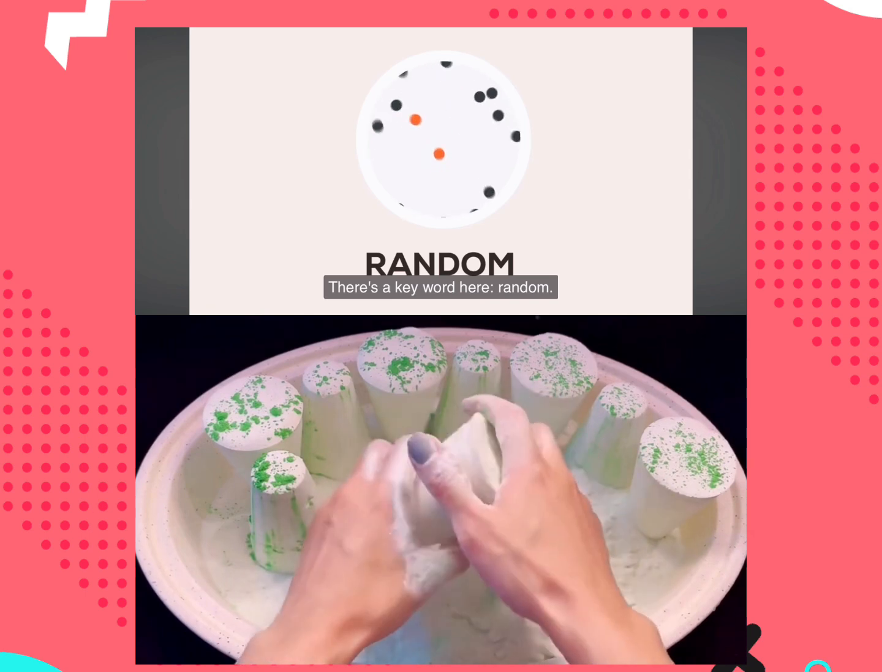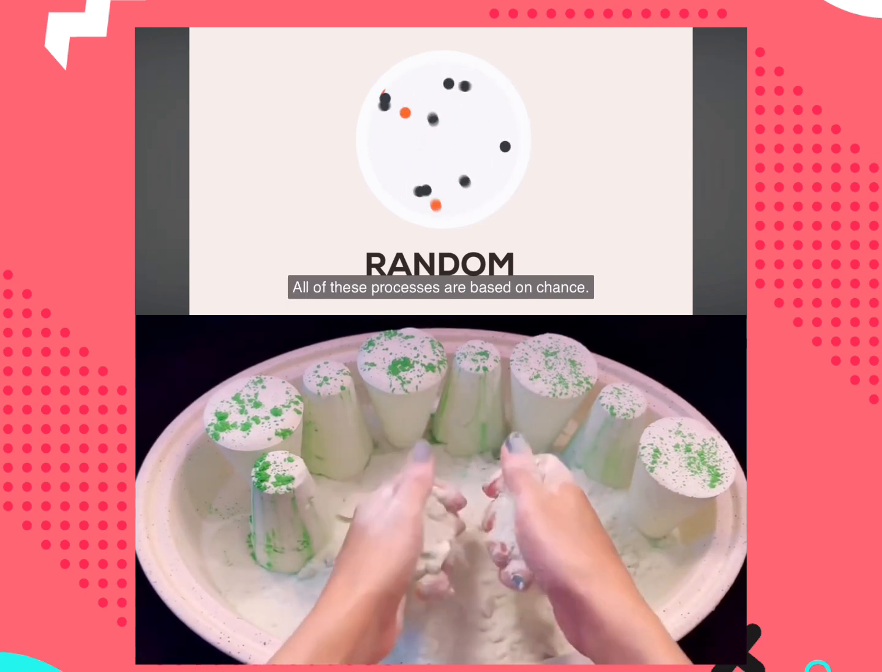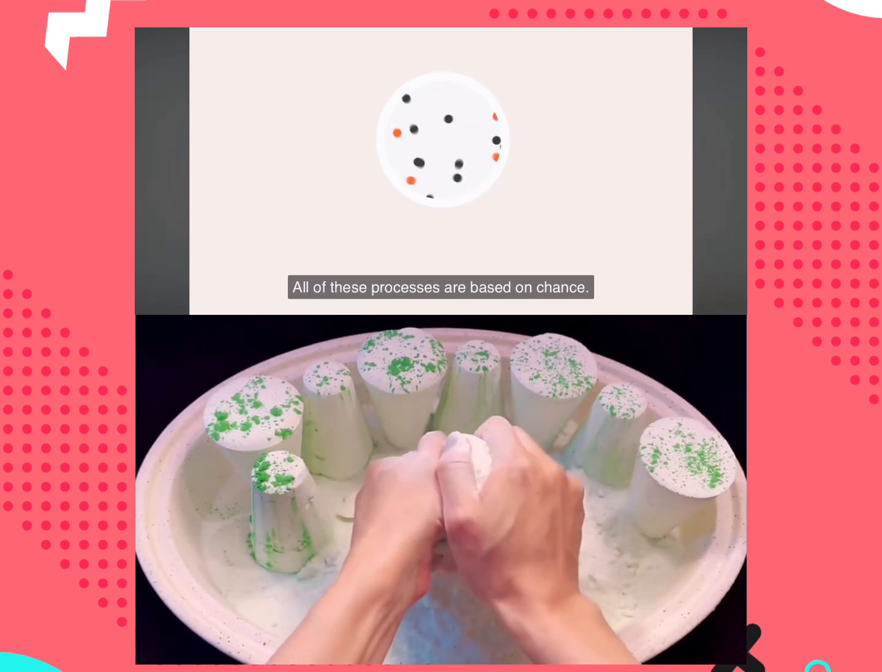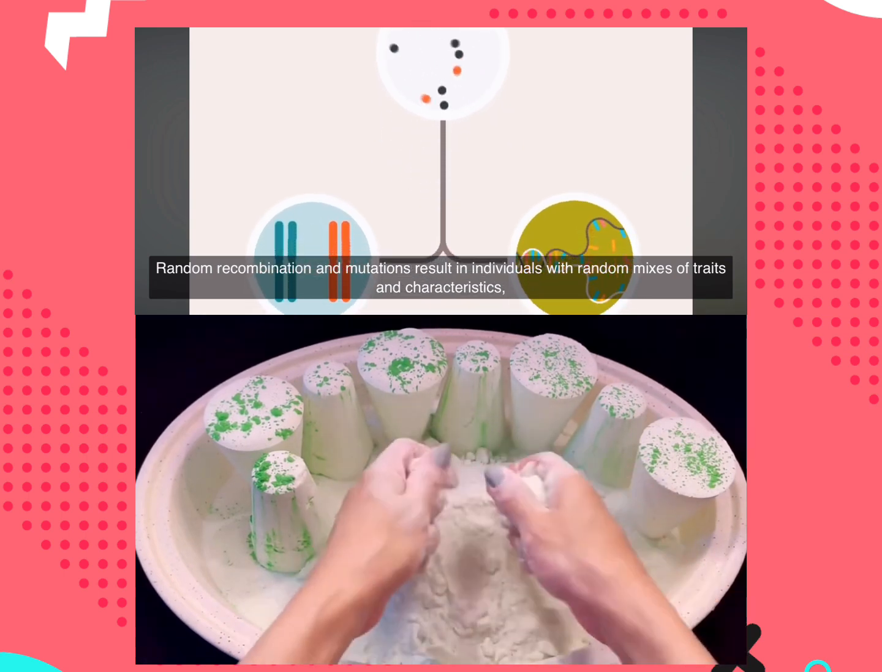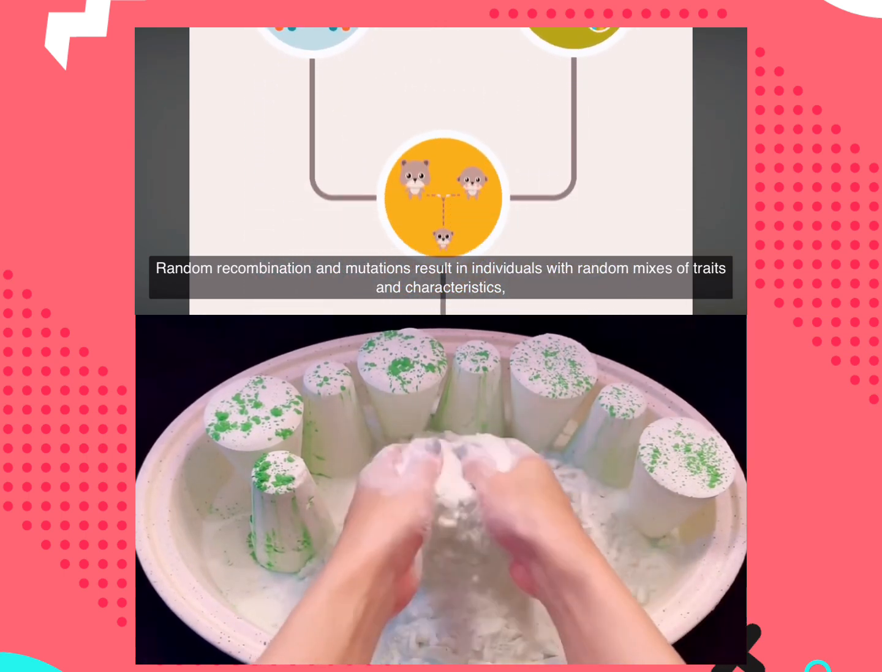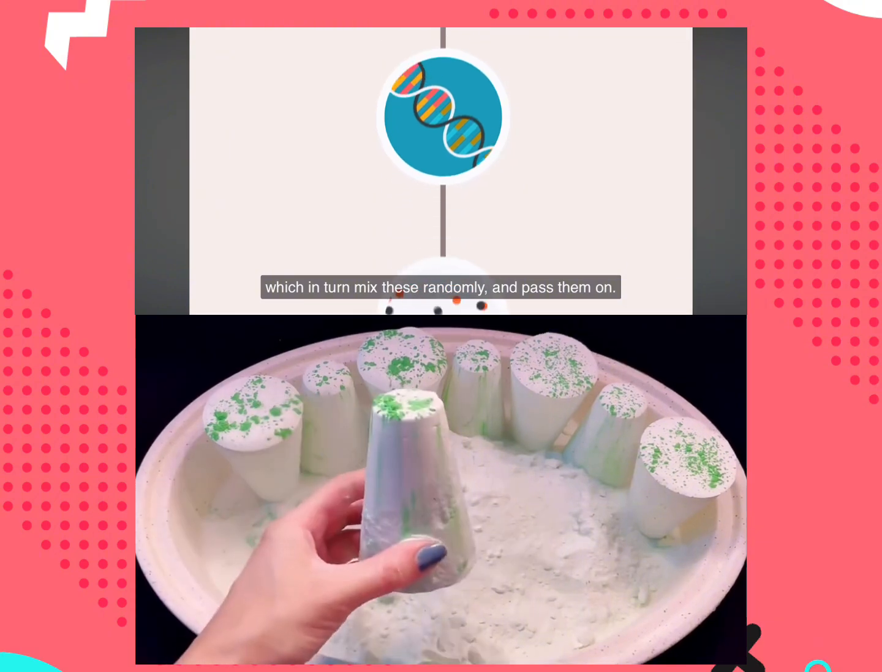There's a key word here: random. All of these processes are based on chance. Random recombination and mutations result in individuals with random mixes of traits and characteristics, which in turn mix these randomly and pass them on.